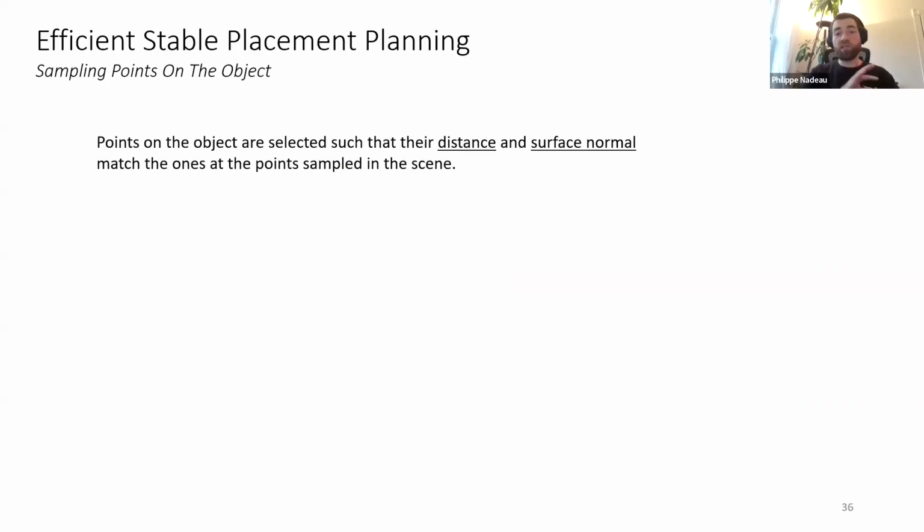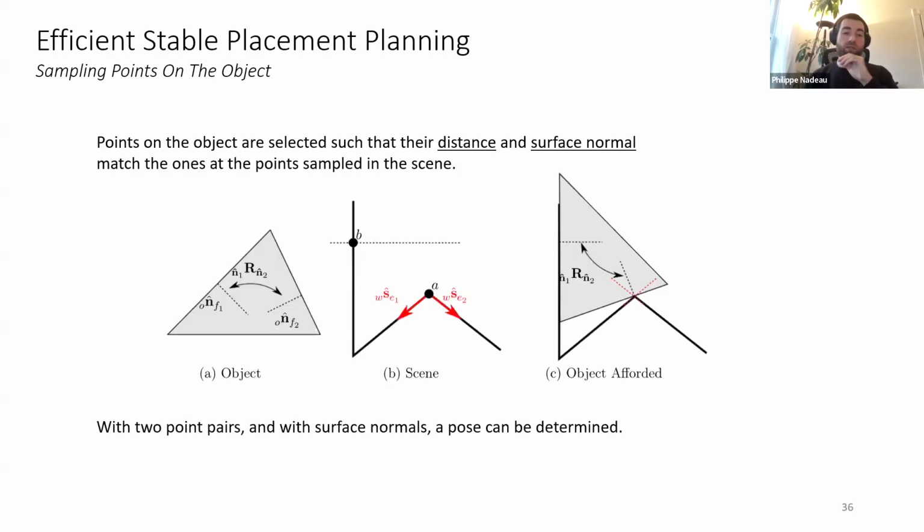Now, points are also sampled on the object such that the distance between the points matches the one between the scene points, and such that the object can be afforded by the scene. So with 2-point pairs and with the surface normals known everywhere, all the degrees of freedom of the object can be constrained and a placement pose can be determined.